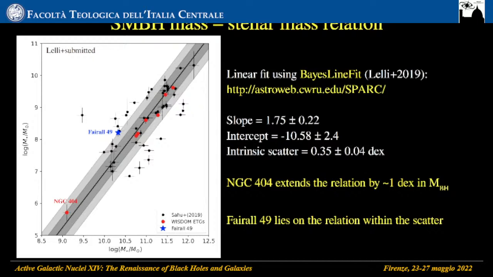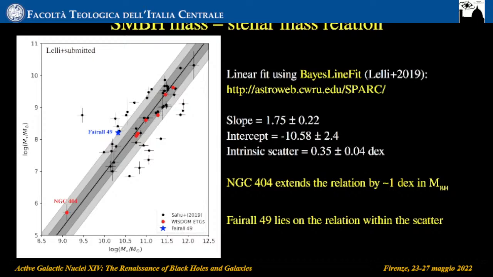And you can see that the errors on the black hole mass are substantial. For the WISDOM galaxies, in red, essentially the errors are as large as the dot. Down here is NGC 404, the dwarf galaxy that essentially extends the relation by one dex in black hole mass. And this is Spiral 49, which is on the relation within the scatter.